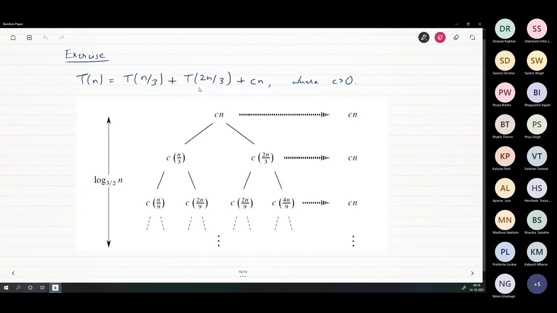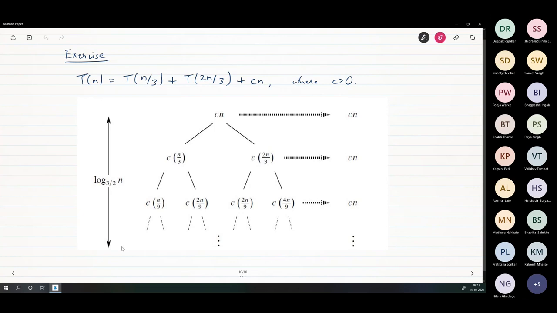So think of it as 2 by 3, and therefore you have to take log with respect to the reciprocal of 2 by 3, which is 3 by 2. So you take the log with respect to the reciprocal of the largest factor. That is log n to the base 3 by 2. That will be the height. At the end, you will have T of 1, T of 1, T of 1, T of 1. How many times? You will have to check.